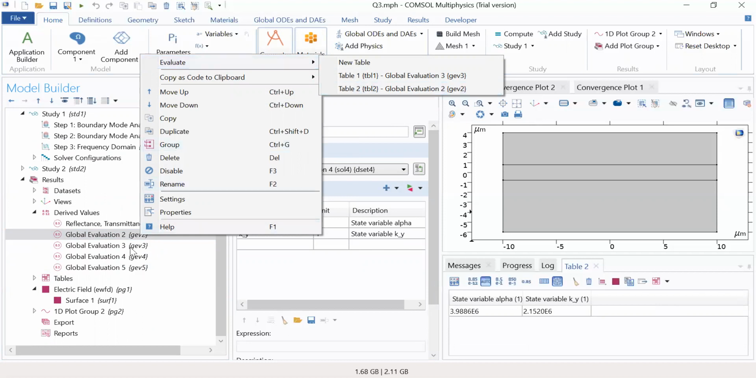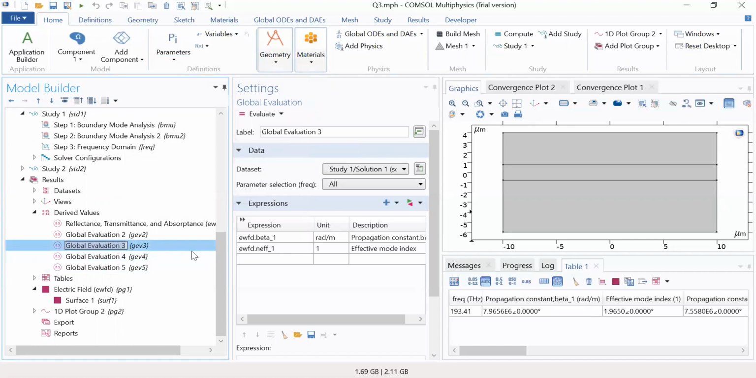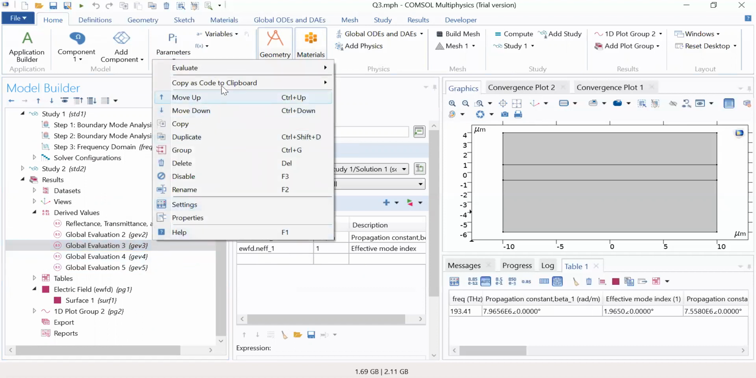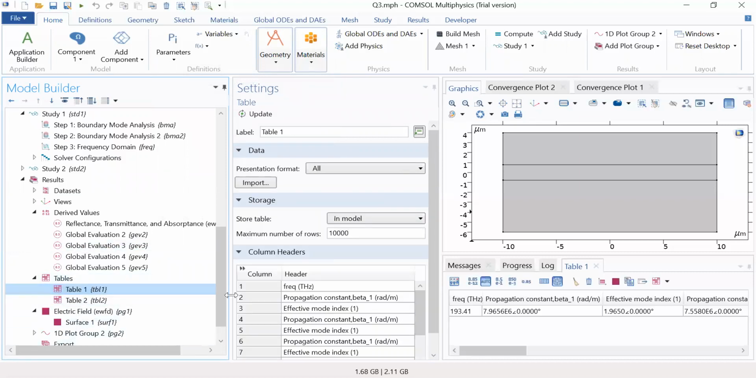In this global equation evaluation 3, our area of interest is here. The beta and n effective values are calculated by global equation number 2, which goes into this table, table 1. So this is table 1, in which our values are going.